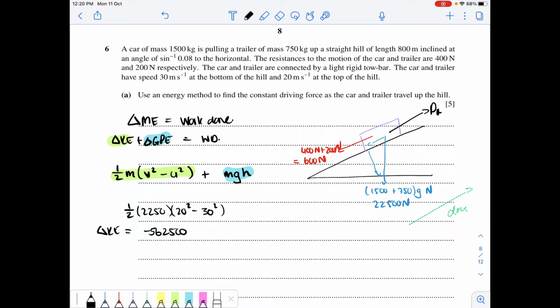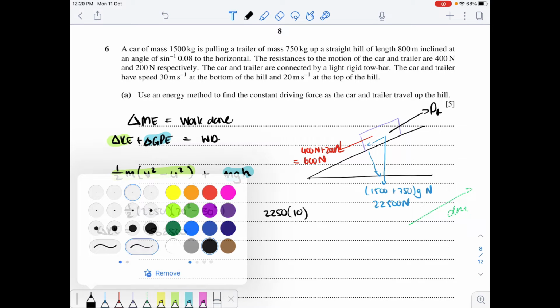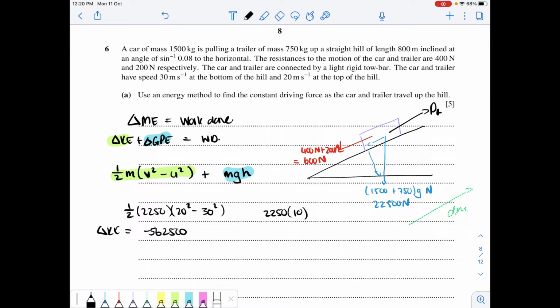Now we can do change in gravitational potential energy. We need the mass again, so that's 2,250. We need the gravitational constant, which is given to us as 10, and now we need h. So what is h? Well, h is the change in height of the vehicle from where it started vertically upwards to where it ended. If we consider the hill as 800 meters long, it's traveled up the hill 800 meters. At the point that the vehicle is at that height, we want to consider that.